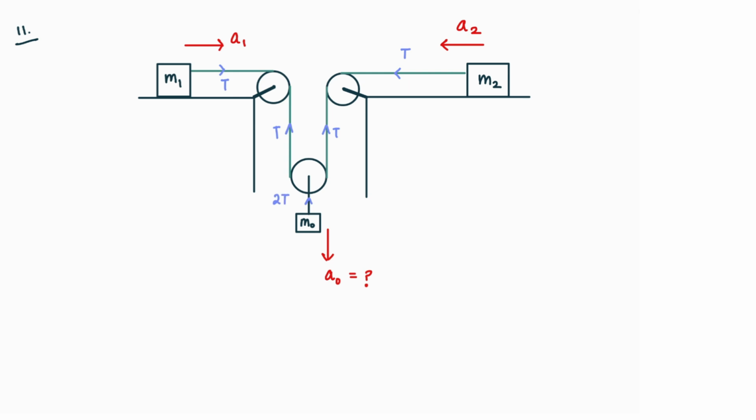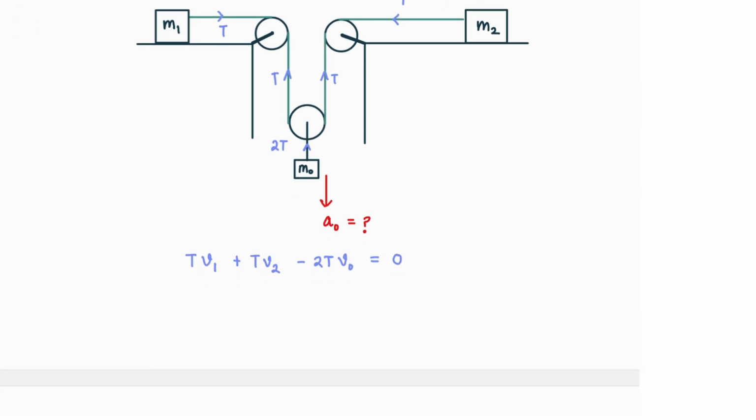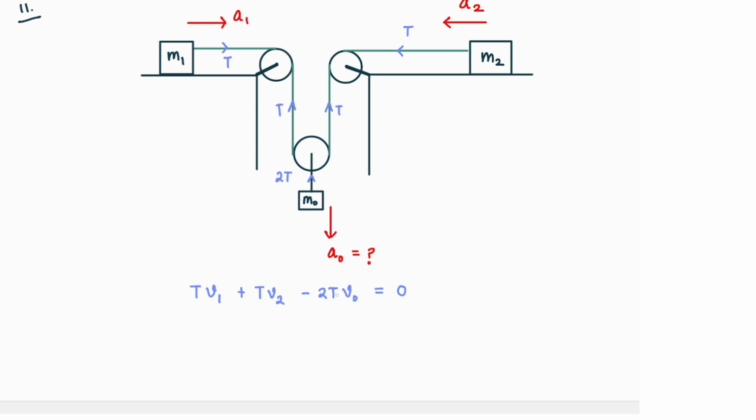Now if we write the dot product of T and V, then we can say that T times V1, T and V are in the same direction, so positive sign. Again T and V2 in the same direction, T V2, and over here 2T and V0 in the opposite direction, so minus 2T V0, and this entire thing is equated to 0. So from here, T taken common, V1 plus V2 is equal to 2 V0, and from here we can write that V0 is equal to (V1 plus V2) by 2.